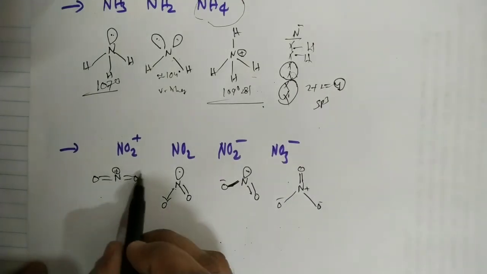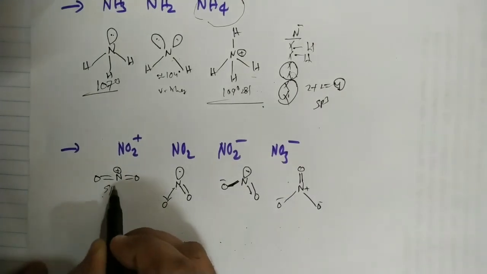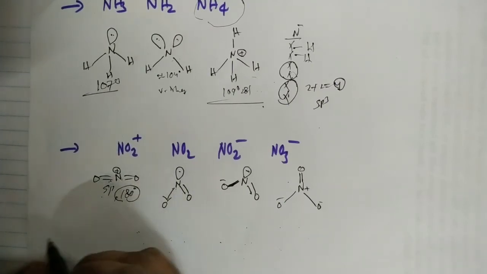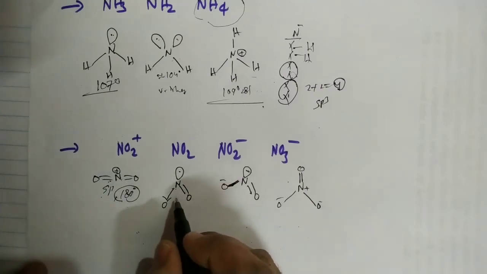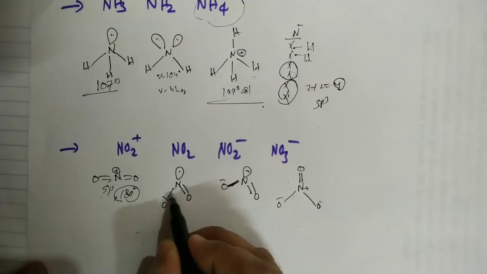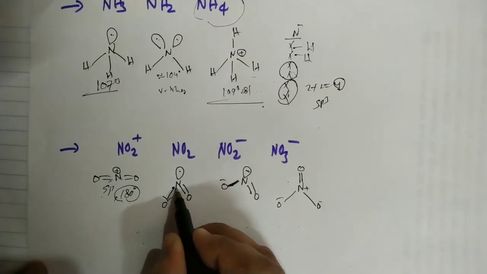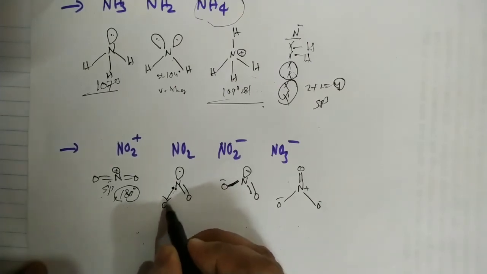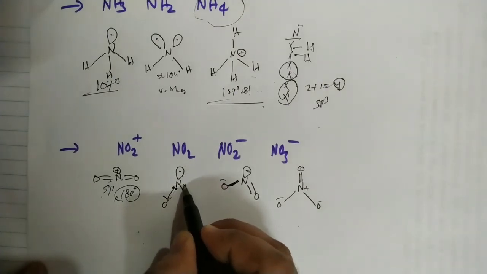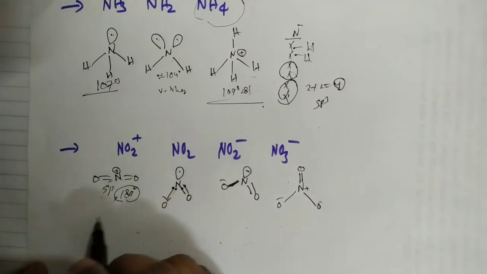NO2 plus is linear, which means sp hybridization, with two sigma bonds. So the bond angle is exactly 180 degrees. Next, NO2 is an odd electron molecule. Here nitrogen and oxygen have a double bond, but in this case nitrogen's 2 electrons form a dative bond with the oxygen atom. The remaining 1 electron, because nitrogen has 5 valence shell electrons, so there is a one electron system.